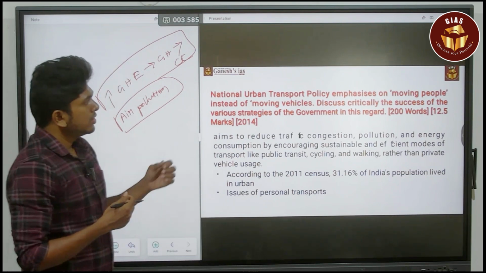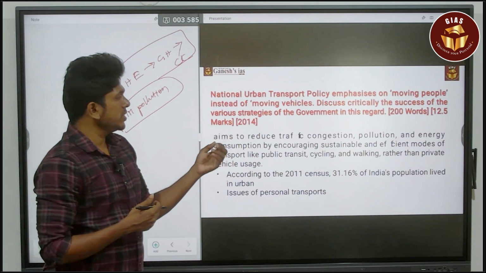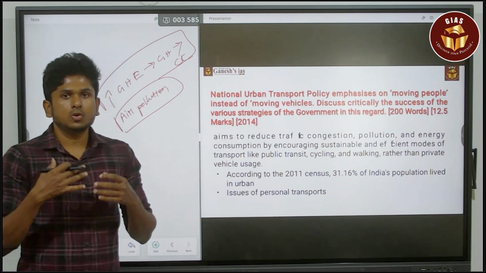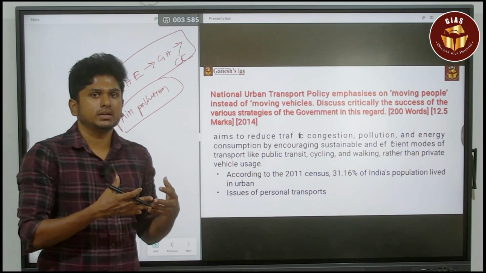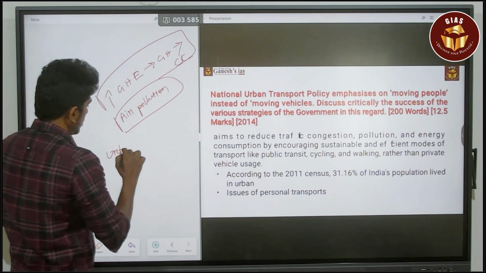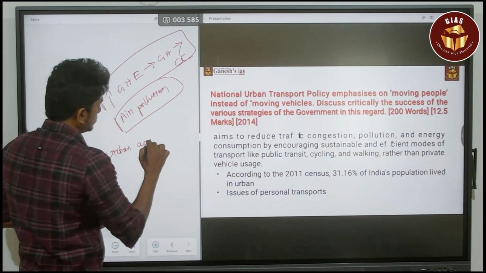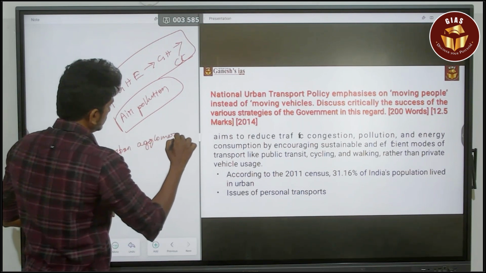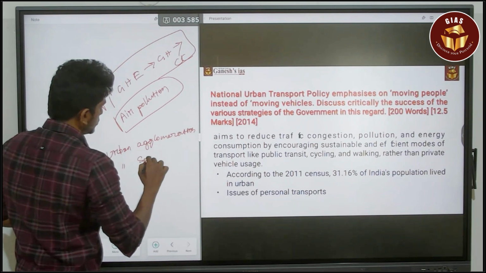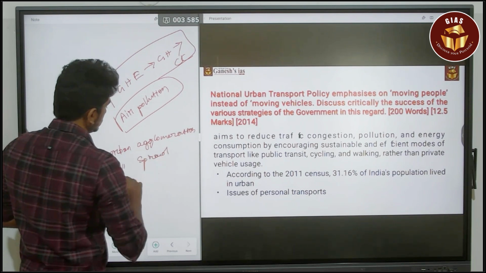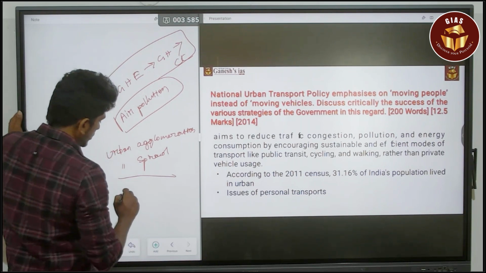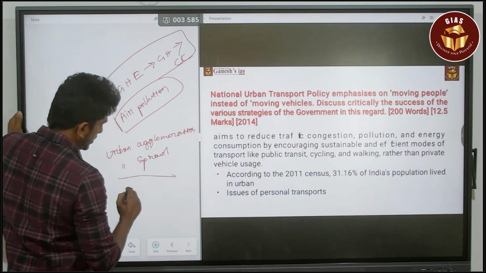Next, it is a 12.5 mark question, so you have to try to give certain factual data, like how much urbanization has happened in India. You can speak about urban agglomeration, or the urban sprawl, or how much of the population is living in urban areas.